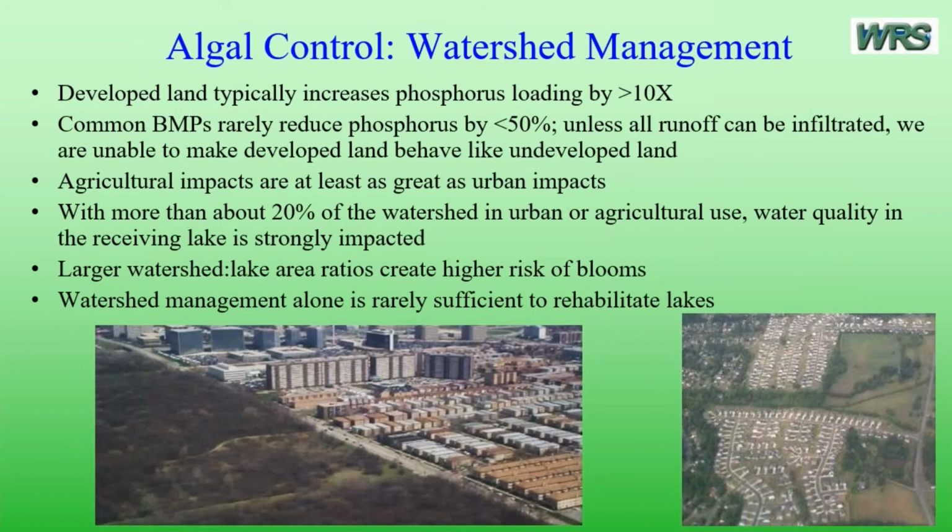Just the quick rundown: developed land increases phosphorus loading by an order of magnitude, usually greater than tenfold. Common best management practices reduce phosphorus by maybe 50%. There are a few things that will get better, but not routinely, and you have to apply them all over. Agricultural impacts are at least as great as urban impacts.